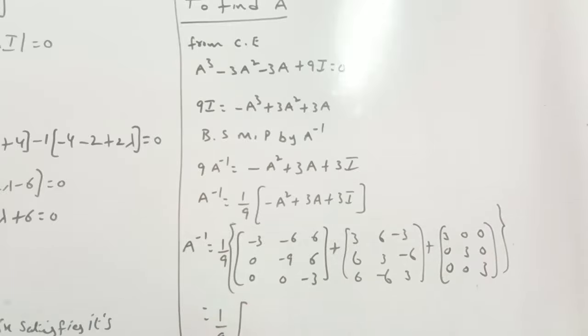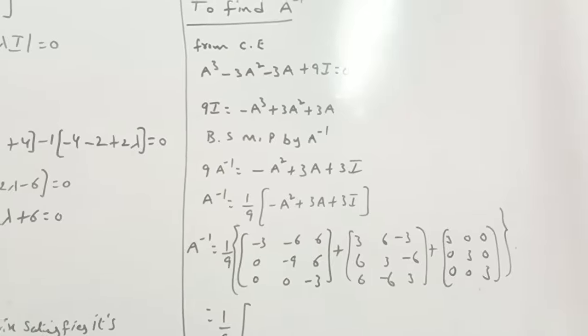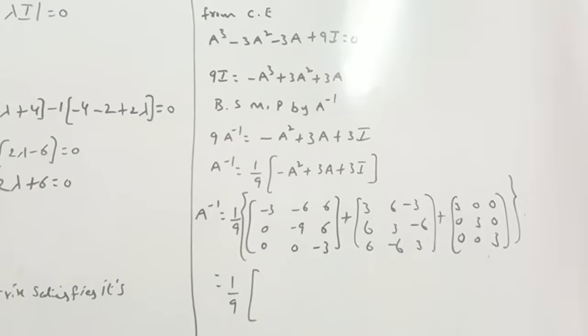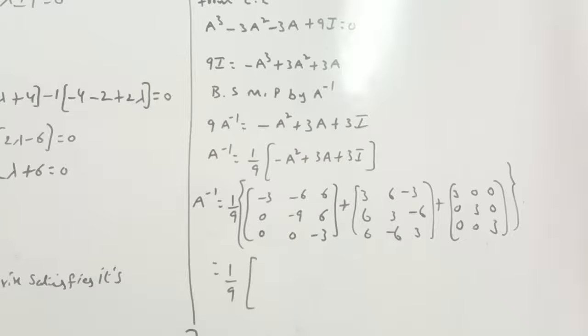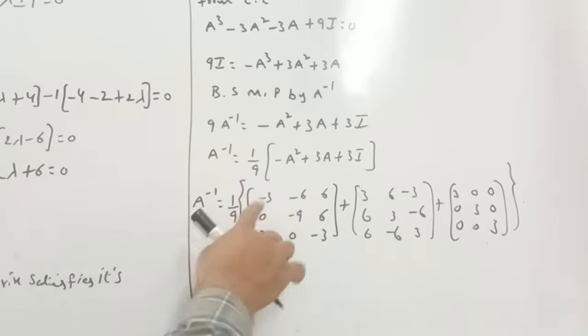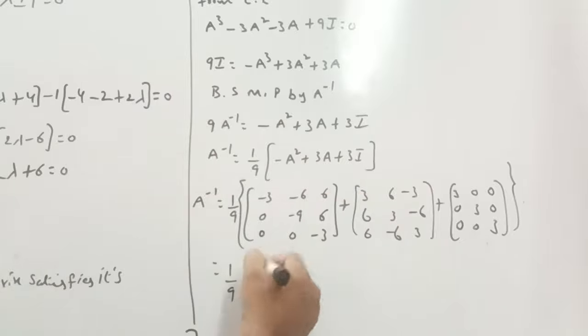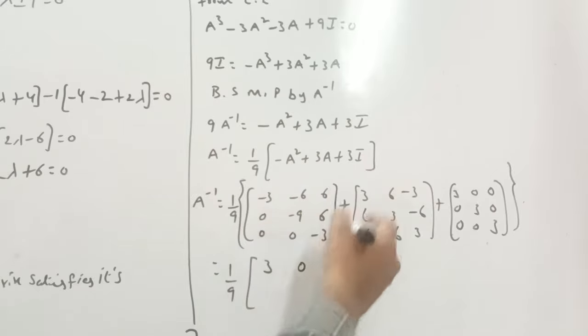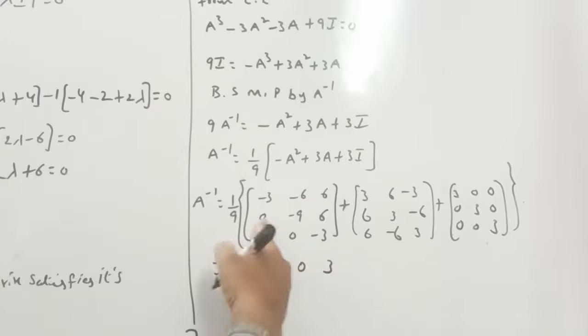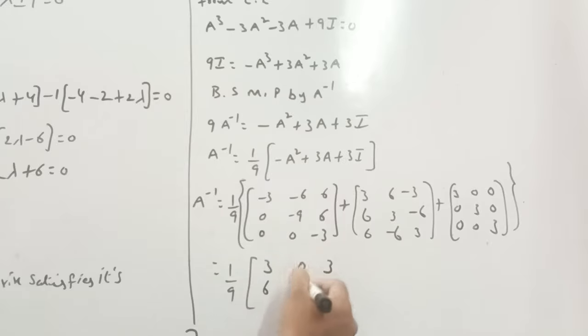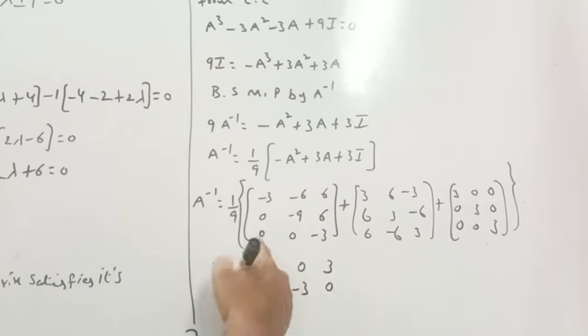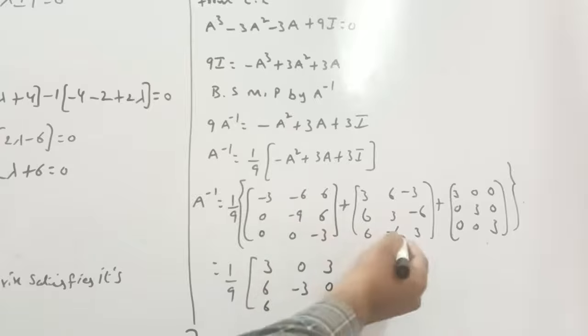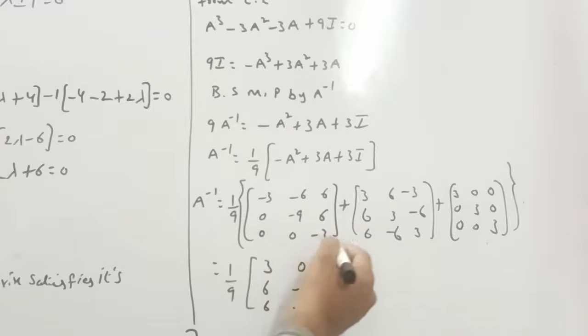1 by 9. If I simplify this, what do I get here? Minus 3 plus 3, 0. I get here 3. Minus 6 plus 6, 0. Okay, so then 6 plus 6 minus 3, 3. Then 0 plus 6, 6. Minus 9 plus 3, minus 3 I get. Then here 6 minus 6, 0. 0 plus 6. Then 0 minus 6. Then minus 3 plus 3, 0, 3.